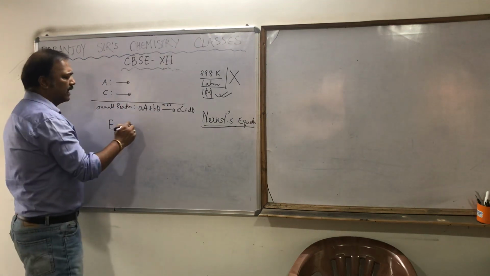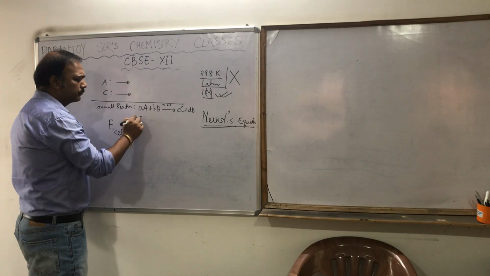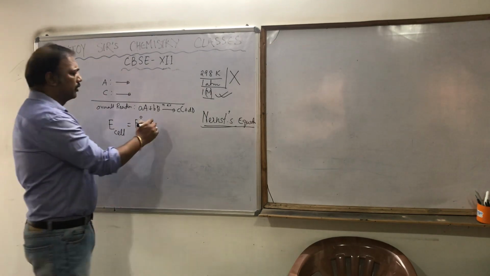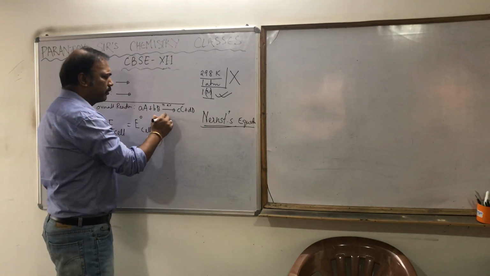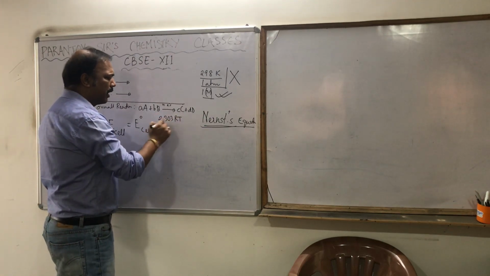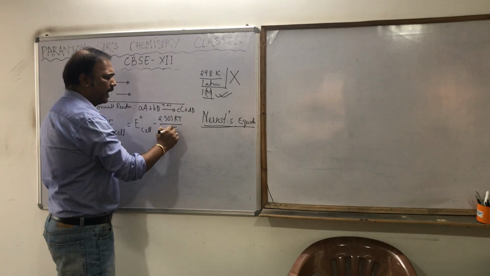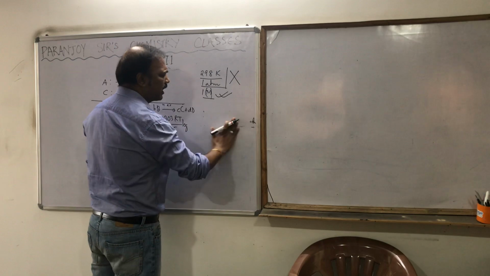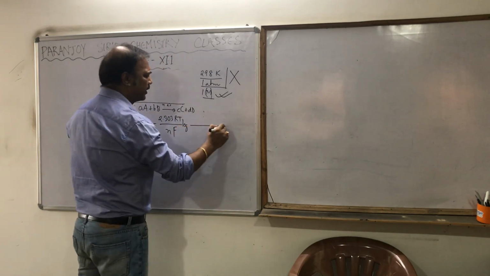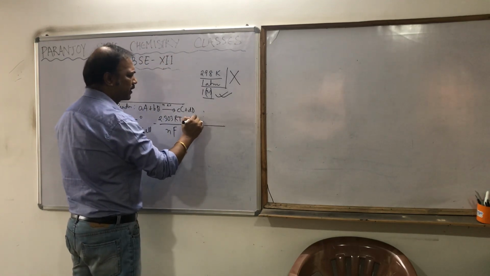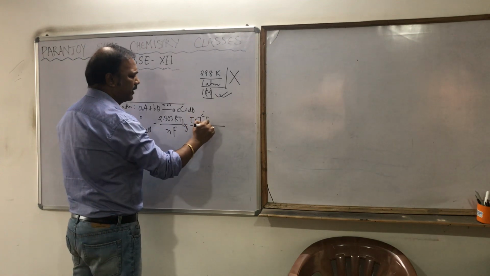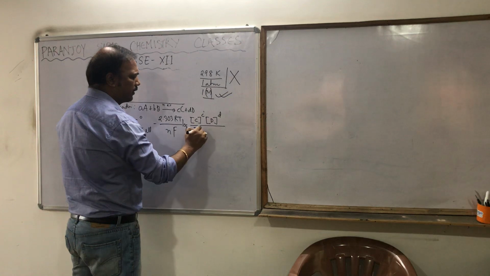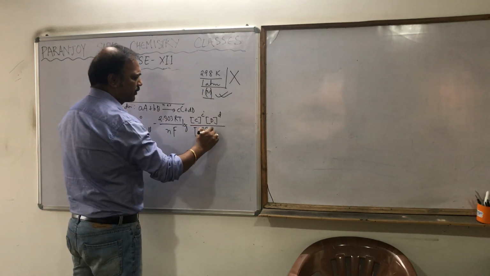So E cell equals E0 cell minus 2.303 RT by nF log of the concentration of the products by the concentration of the reactants. Concentration of the products, that is concentration of C to the power c into concentration of D to the power d, divided by concentration of A to the power a into concentration of B to the power b.